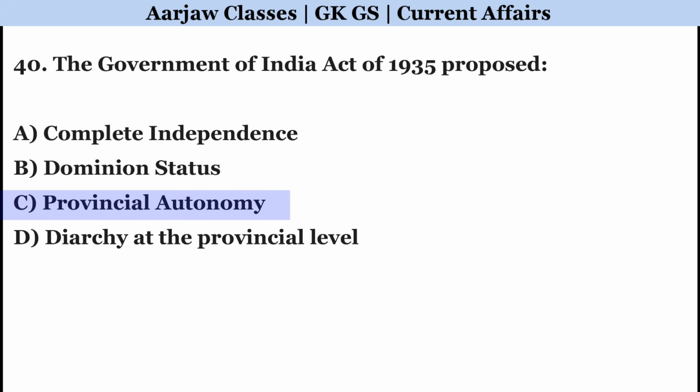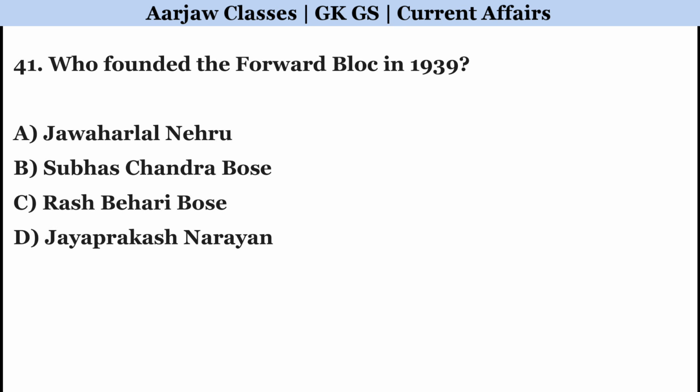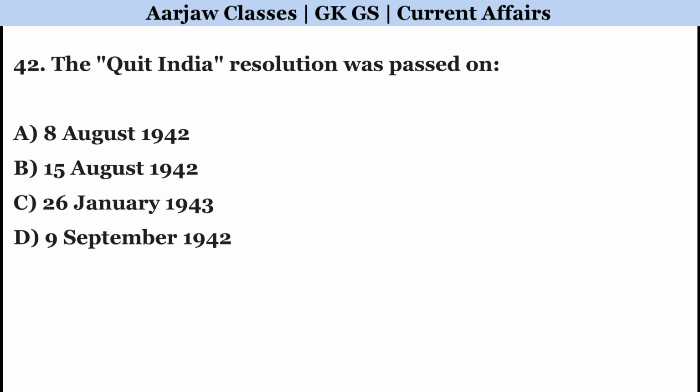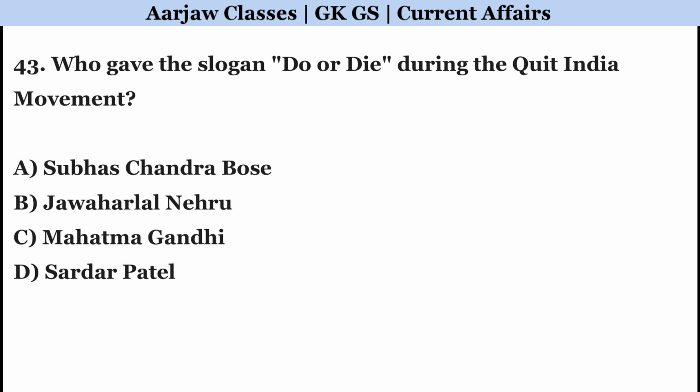Correct option is C. Provincial autonomy. Who founded the Forward Bloc in 1939? Correct option is B. Subhash Chandra Bose. The Quit India resolution was passed on. Correct option is A. On 8th August 1942. Who gave the slogan "Do or Die" during the Quit India movement? Correct option is C. Mahatma Gandhi.